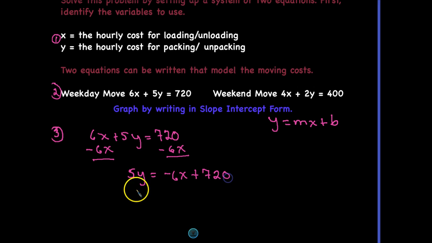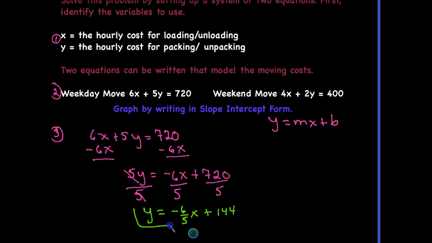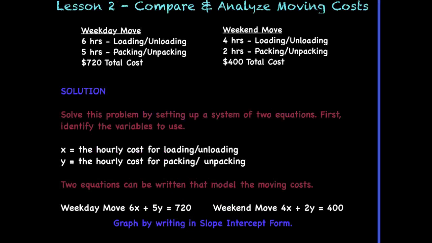My final step then would be to divide all my terms by 5. So I would divide the negative 6 by 5 and the 720 by 5. And I would get my final answer. So my final answer is going to be y equals, my slope will be negative 6 over 5x plus 720 divided by 5 is 144. And this is the same equation that we started with, it's just now in slope-intercept form. And that's what we would do for the second equation as well. So let's go ahead and graph our equations and see what happens.